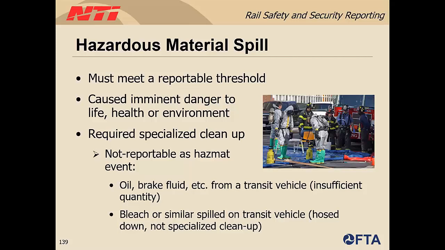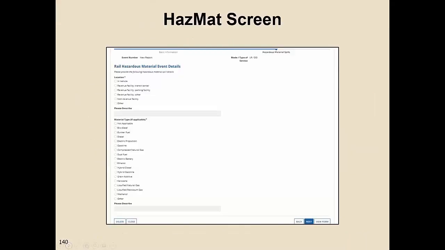A bleach container carried onto a vehicle breaks open and the vehicle is evacuated due to fumes. This is reported as an other safety event because no specialized cleanup was used. Here's a screenshot of the hazardous material spill screen. Notice you report the location of the spill and the type of material spilled.